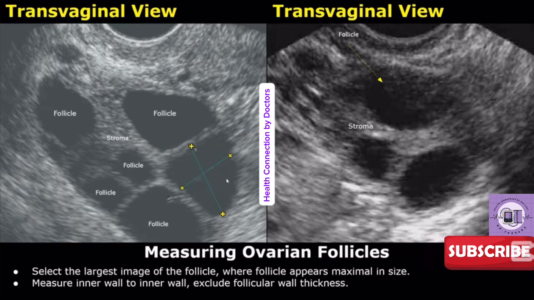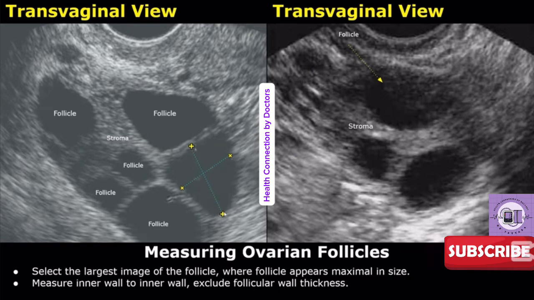First, we identify the follicle we want to measure and carefully scan through it in both planes. We scroll or sweep slowly until the follicle appears at its maximum size. This is the frame where the follicle looks largest and most well defined. It is important not to measure the first image we see, because follicles are three-dimensional structures and measuring them off-center will underestimate their true size. Once the follicle appears largest on the screen, we freeze the image.